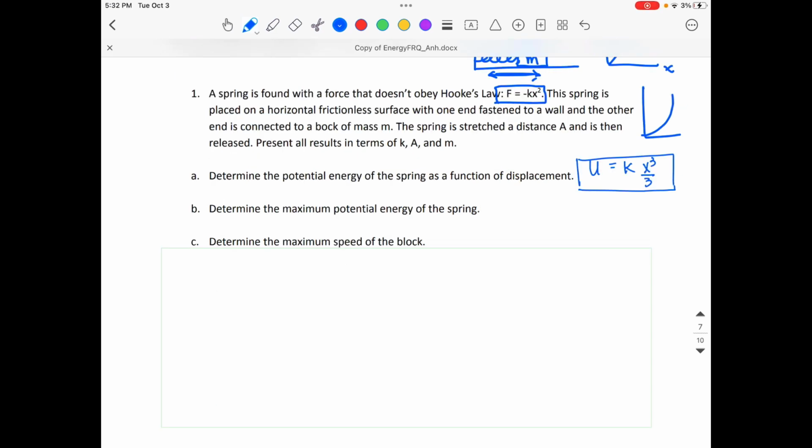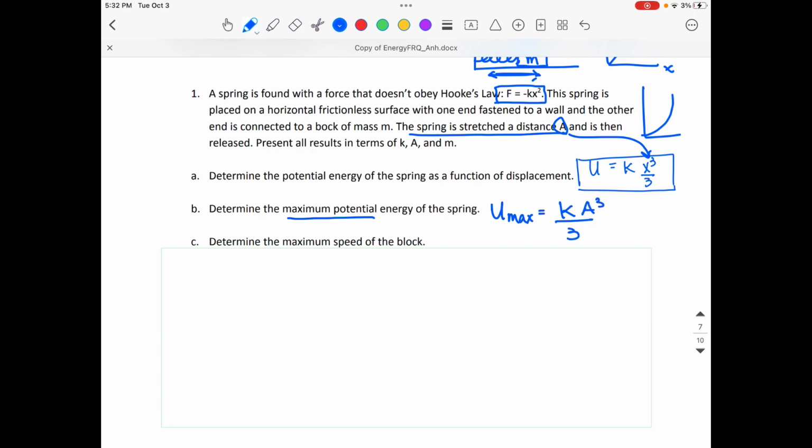The next question asks to determine the maximum potential energy of the spring. And it tells you that the spring is stretched a distance A. That would give you the maximum potential energy of the spring. So all I have to do is take this A, plug it into my distance, and I get U max is equal to kA cubed over 3.